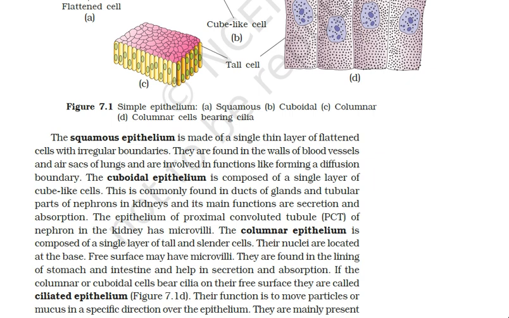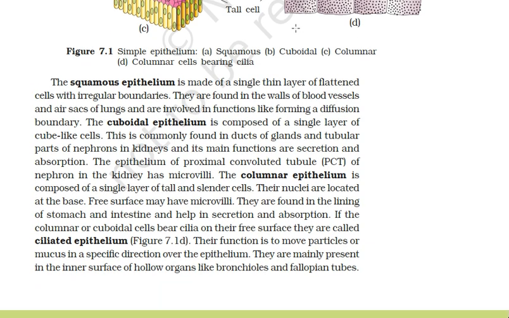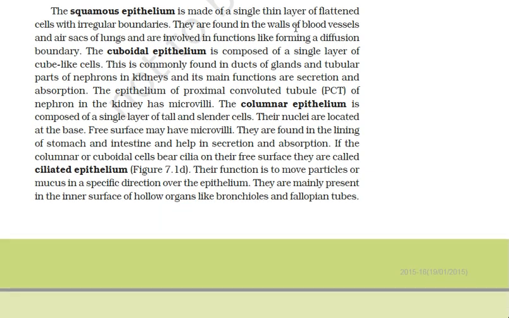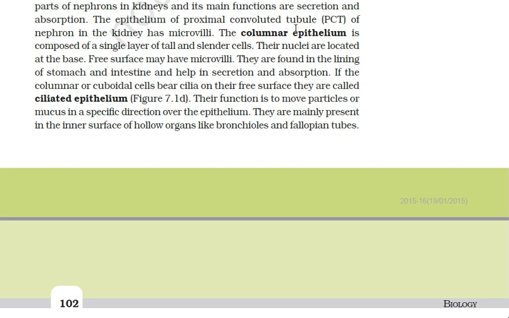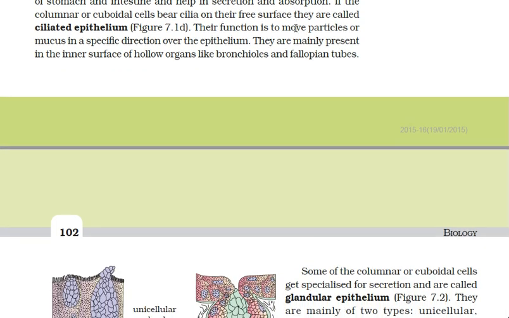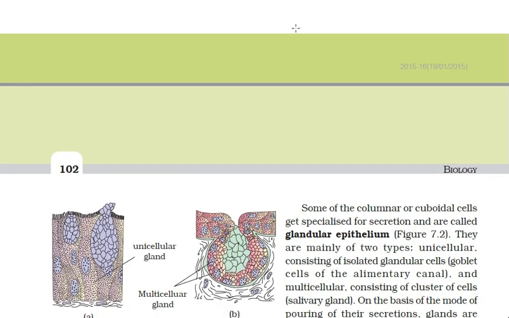Then next is glandular epithelium. Some of the columnar and cuboidal cells get specialized for the secretion and therefore are called glandular epithelium tissue. Here on the screen you can very well see the diagram of the glandular epithelium tissue.